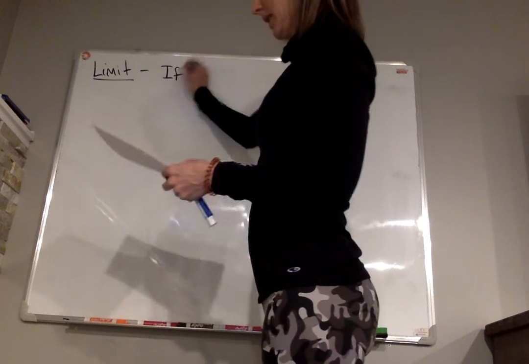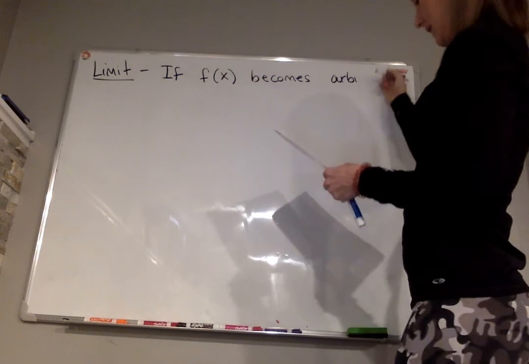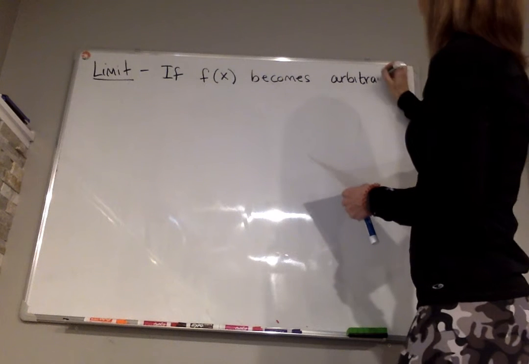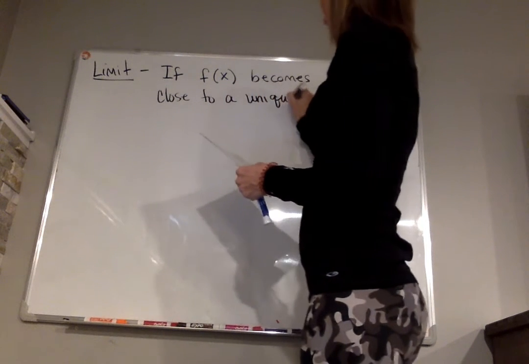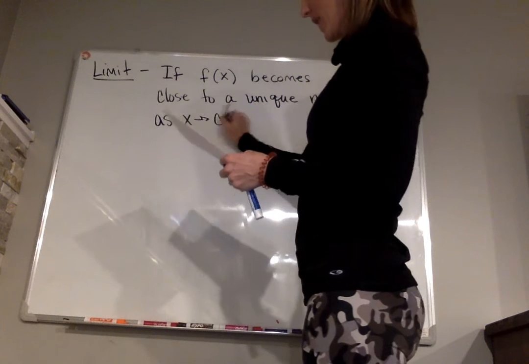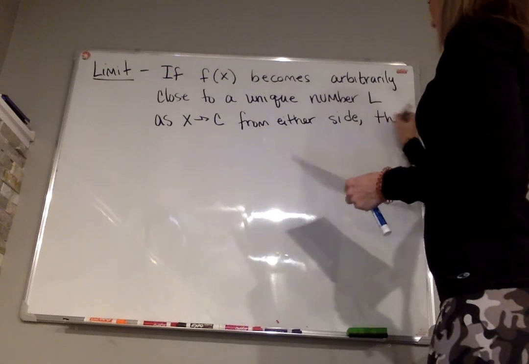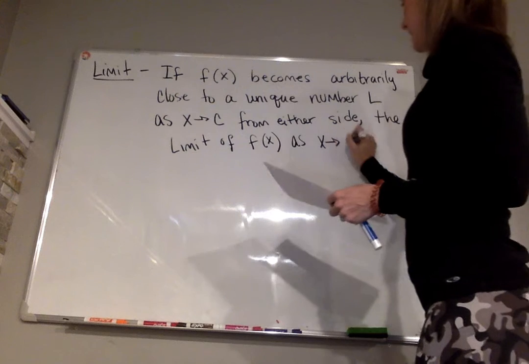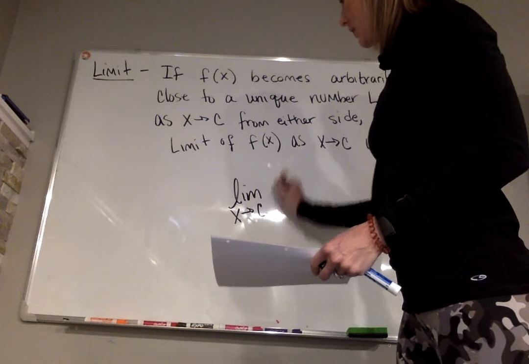So a limit is if f of x becomes arbitrarily close. Oh, I gotta make sure I'm spelling this right. Arbitrary, that is not R-I-L-Y. Whew. Close to a unique number, and I'm calling this number L, as x approaches some value from either side, the limit of f of x as x approaches that number is L. Okay, the notation looks like this.